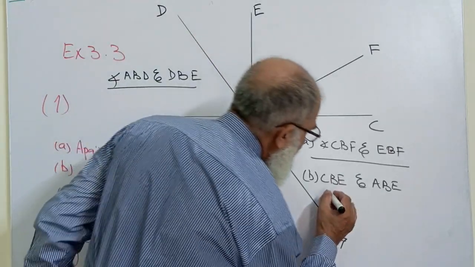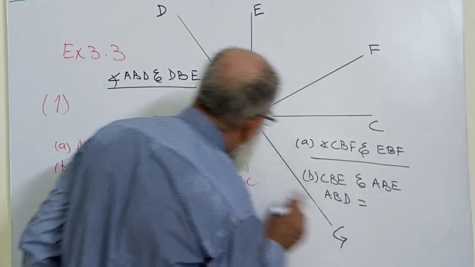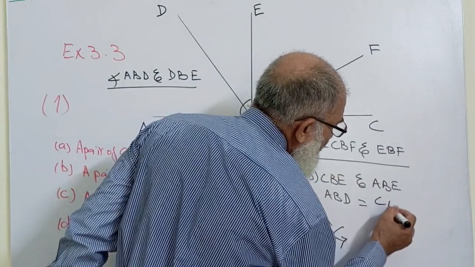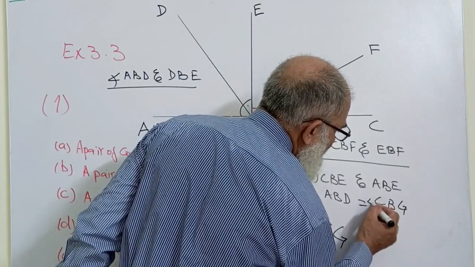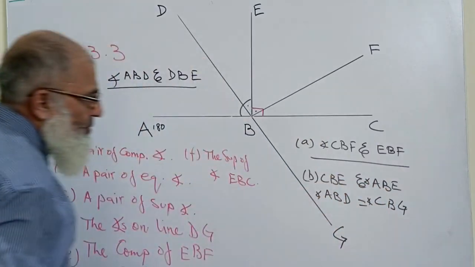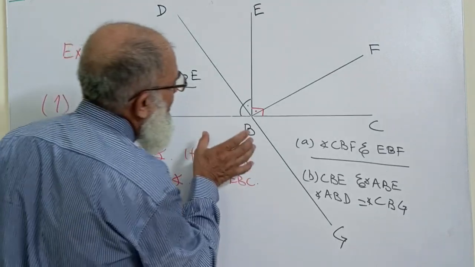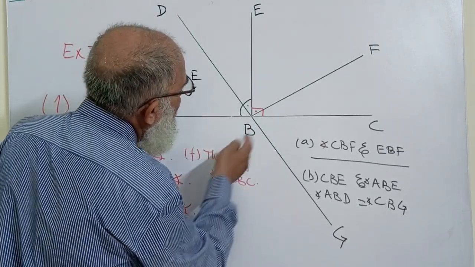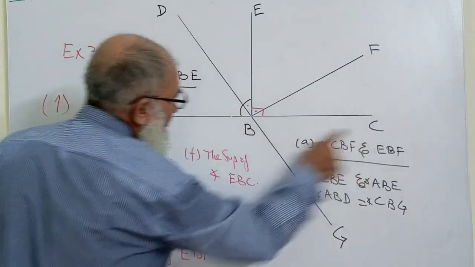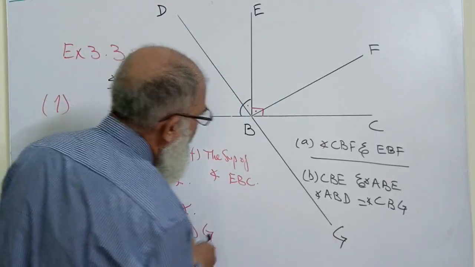Angle ABD is equal to CBG. Now these are all angles. If I don't write it, never mind, these are angles because we are studying angles. There must be another pair also. Now you can see that CBD and ABG.